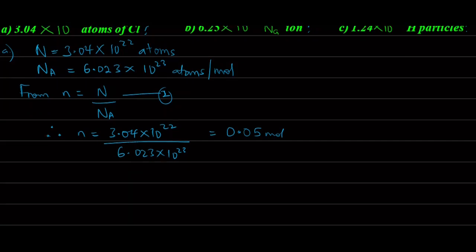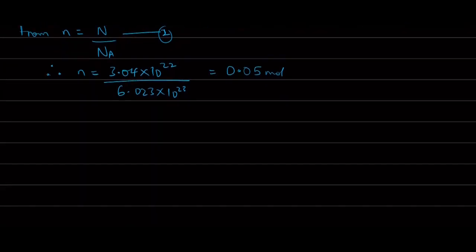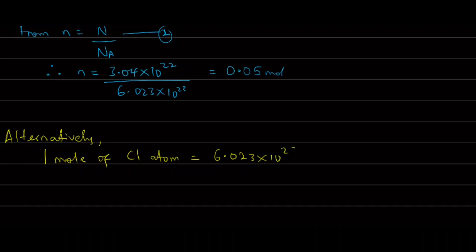Let's use another approach to solve this same question. Remember, we said that in 1 mole of a substance, there are 6.023 × 10^23 entities of that substance. So let's look at it. That is to say, in 1 mole of chlorine atoms, we have 6.023 × 10^23 atoms of chlorine.